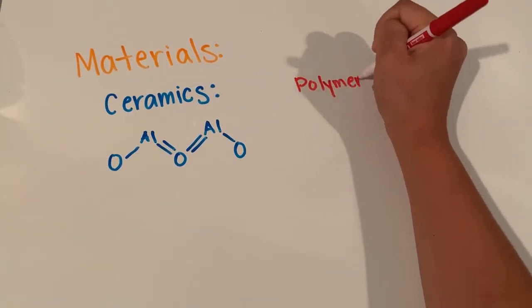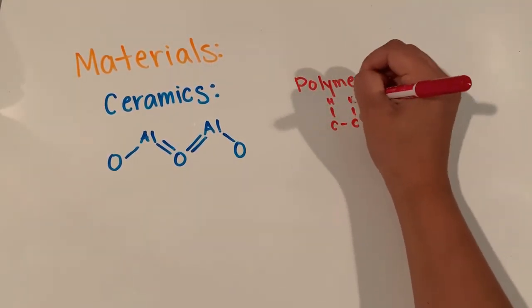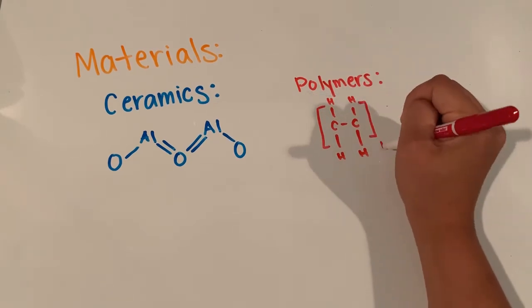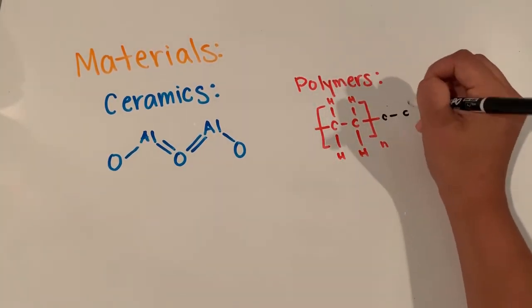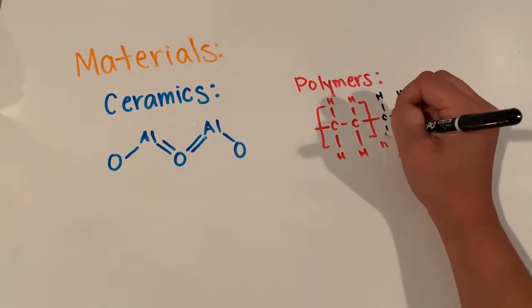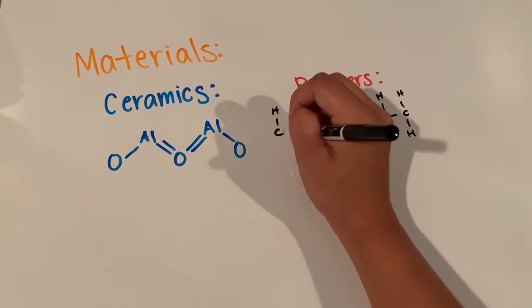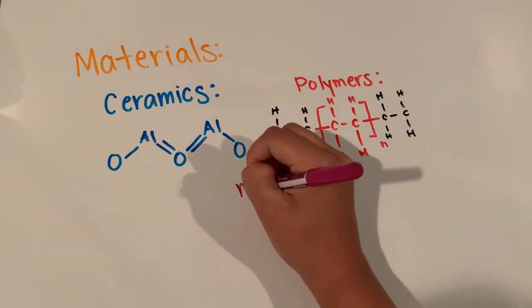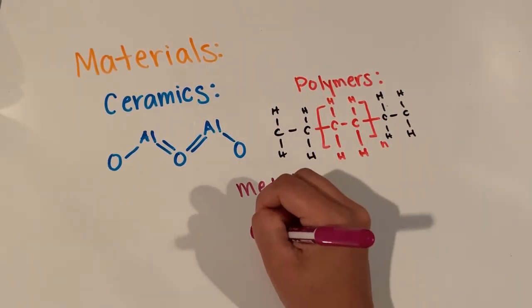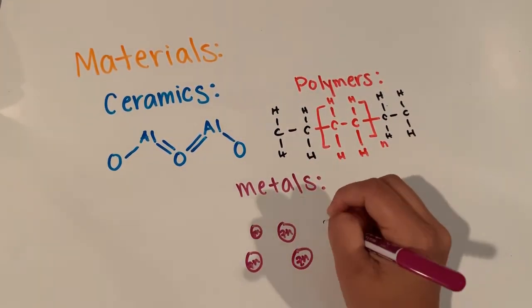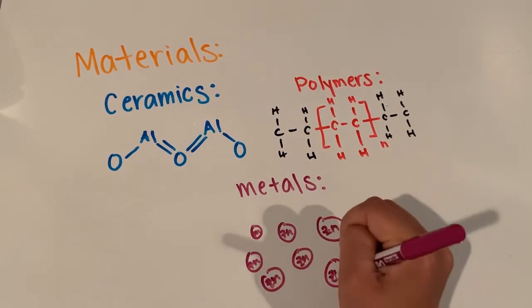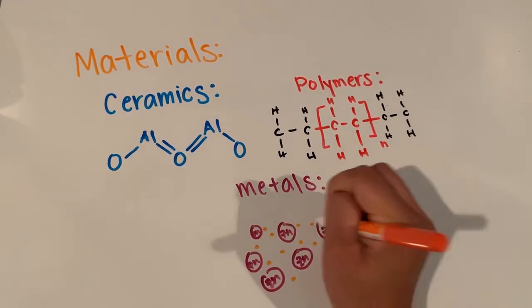A polymer consists of monomers that repeat themselves and are most commonly held together by covalent bonds. A simple example of this is polyethylene, and as you can see, its monomer consists of 2 carbons and 4 hydrogens. Metals are made up of metallic elements and are held together by a sea of electrons, as seen in metallic bonds, and are shown here by my example of zinc atoms.